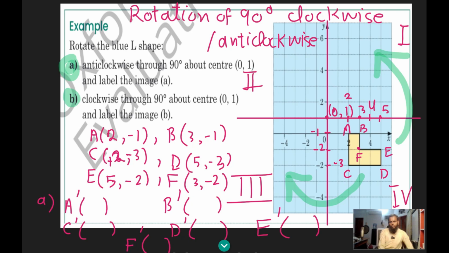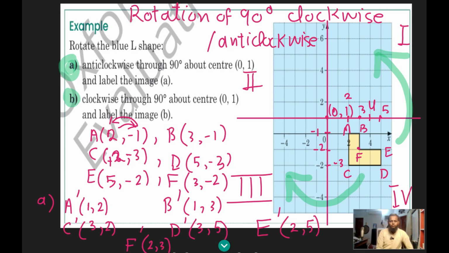I am changing x into y and y into x. I am not writing any sign. 1, 2, I am changing 1 here and 2 here, x into y and y into x, and B prime will become 1 and 3, and 2, -3 will become 3, 2. Okay, and D coordinates will become 3 comma 5, x into y, y into x, and in E it will become 2 comma 5, and F will become 2 comma 3.